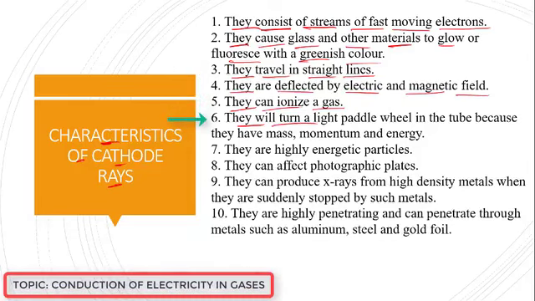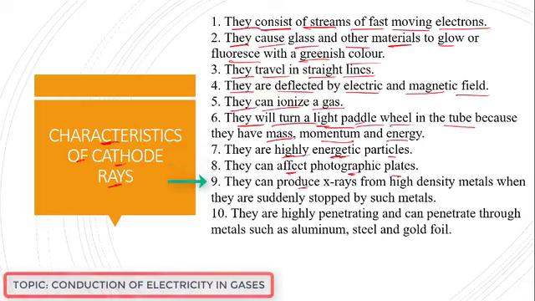Additionally, they will be able to turn a light paddle wheel in the tube because they have mass, they have momentum, and they have energy. So they have the capacity to turn a light paddle wheel that is put in the discharge tube. The seventh characteristic of cathode rays is that they are highly energetic particles. They possess a high amount of energy. Also, they can affect photographic plates.